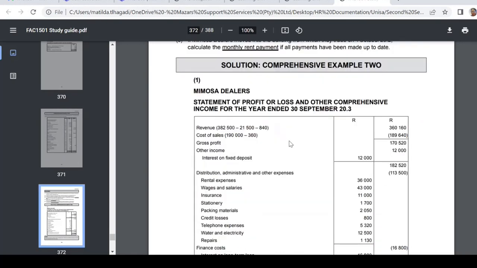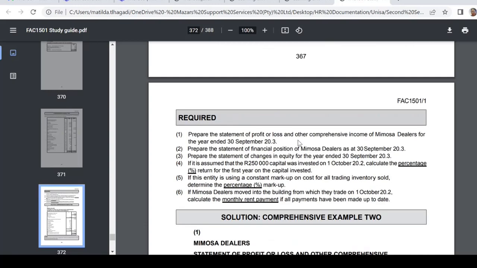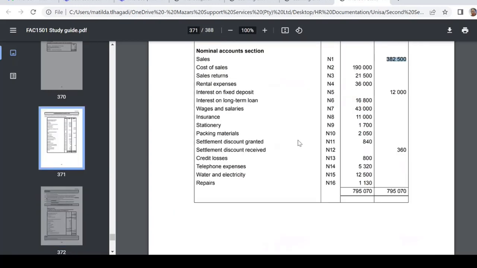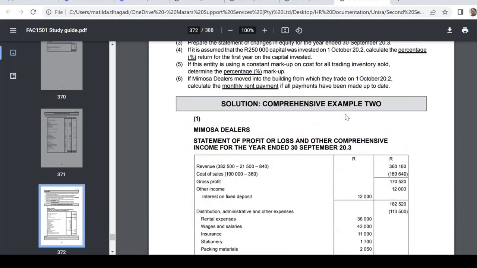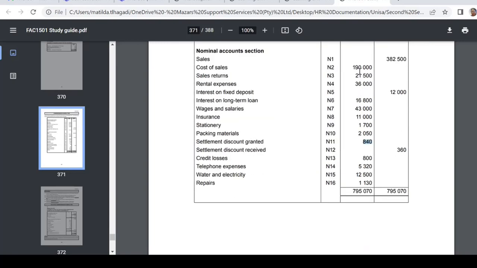Let's just see. Revenue, we do see this 382,500, right? And then I think they minused sales return. Yeah, I see they're minusing. And then they're minusing 840, which is the settlement discount granted. So they're minusing the settlement discount and also the sales return. And it still came to the same amount.